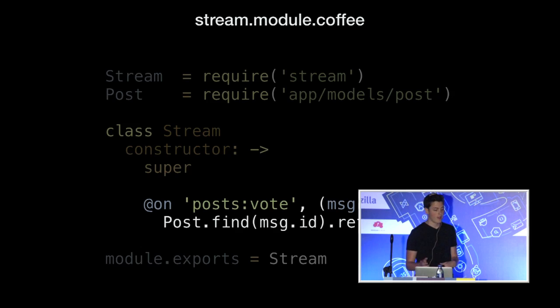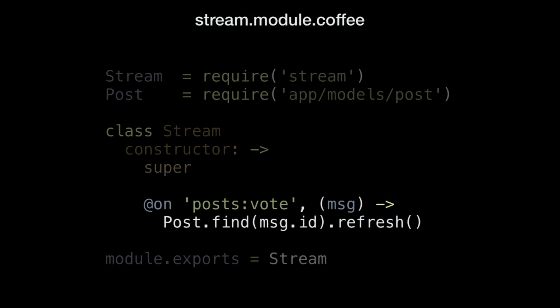And now if we have a look at our client side again, we can perform the appropriate action. We can listen to the post's vote event, and in this case what we're doing is we're just refreshing that post, or fetching it again from the server, and it'll have the updated vote count. So in other words, you can add this kind of real-time streaming to your app very, very simply. It'll probably only take you half an hour.